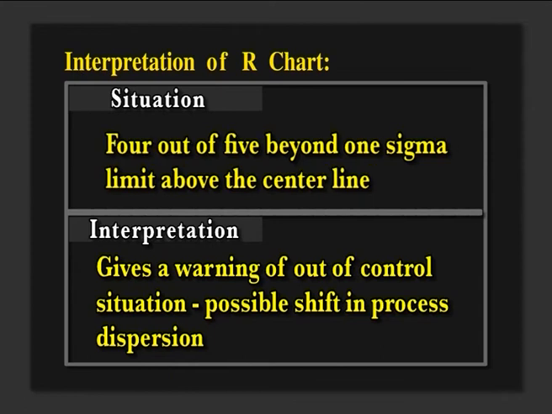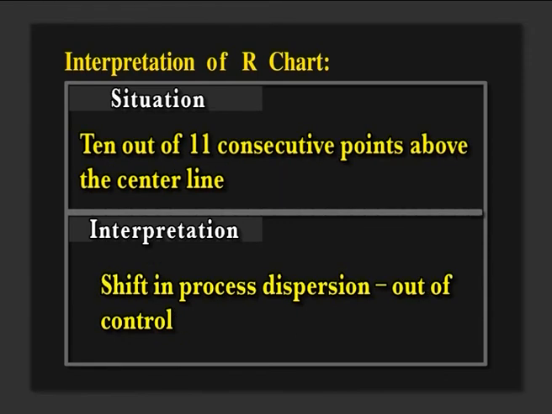4 out of 5 beyond 1 sigma limit above the central line gives a warning of out of control situation, possible shift in the process dispersion. 10 out of 11 consecutive points above the central line indicates shift in process dispersion, so the situation is out of control.